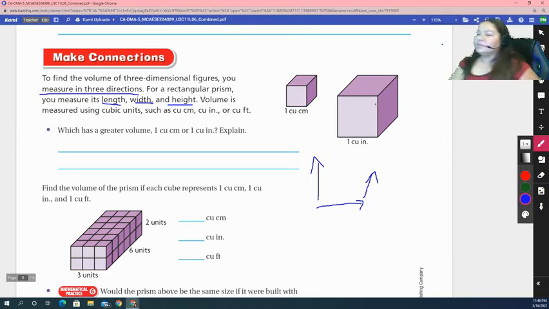Now, let's keep reading. Volume is measured using cubic units such as cubic centimeters, cubic inches, or cubic feet. When we say cubic units, it's because we are multiplying 3 units, right? The word cubic comes from the word cube, which has 3 dimensions: the length, the width, and the height. That's why we use cubic units, and cubic units can be measured in centimeters, inches, and feet.